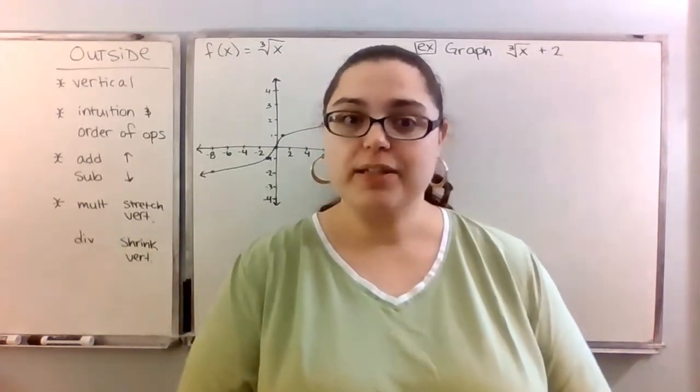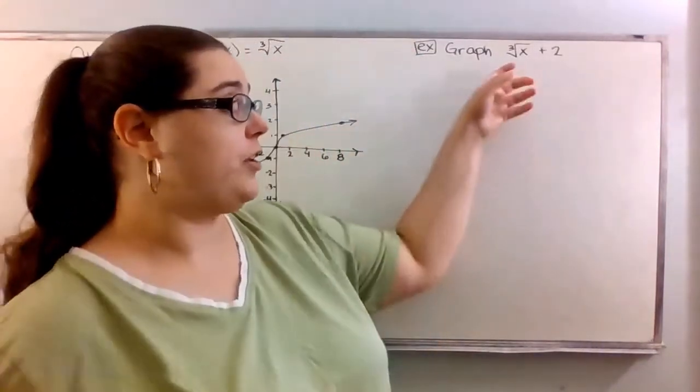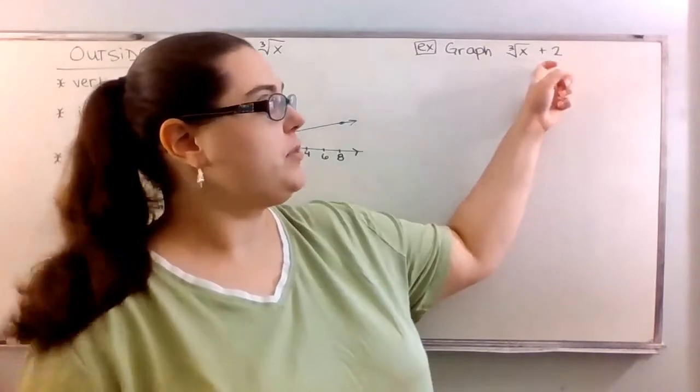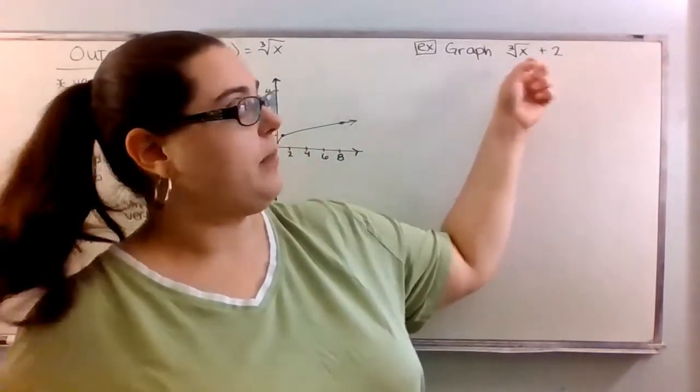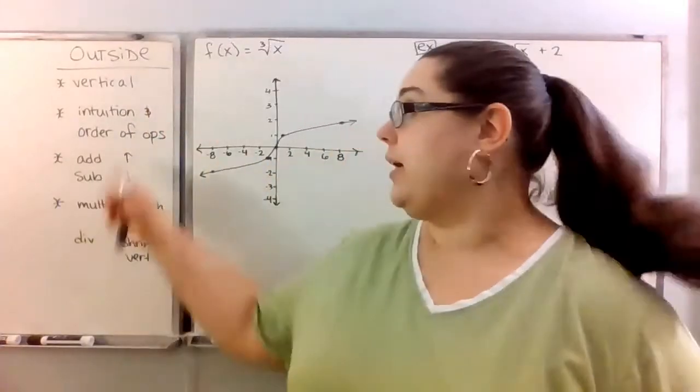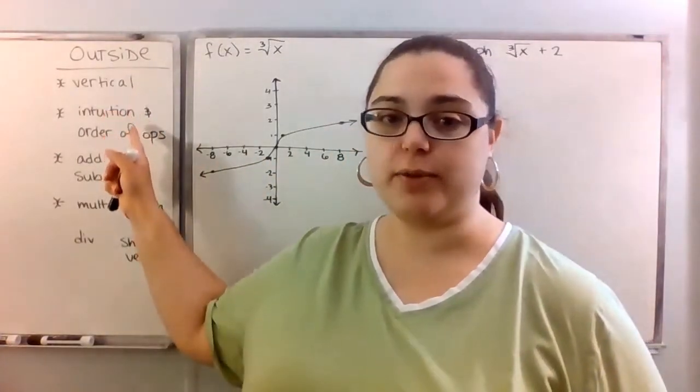So again, we're trying to build up a different set of skills that we might not have used before. So all that being said, in order to graph the cubed root of x plus 2, I know this is an outside transformation because the plus 2 is outside the main function of cubed root. So that means it's going to have a vertical impact and it's going to follow my intuition.